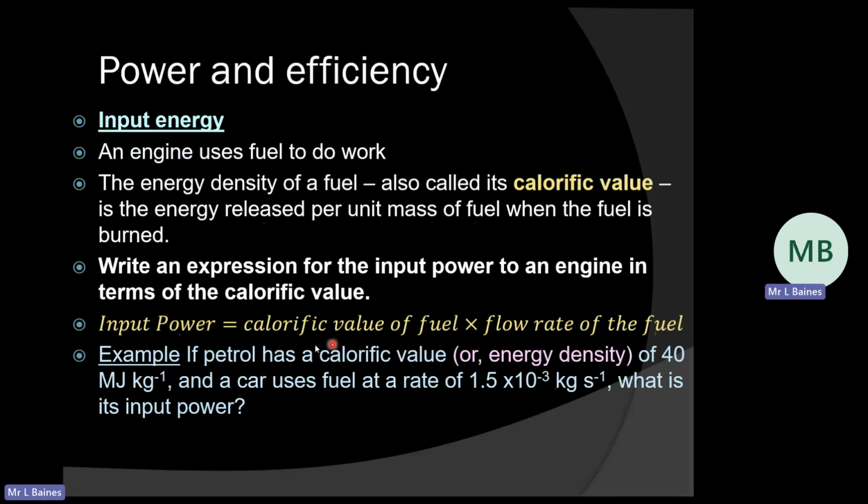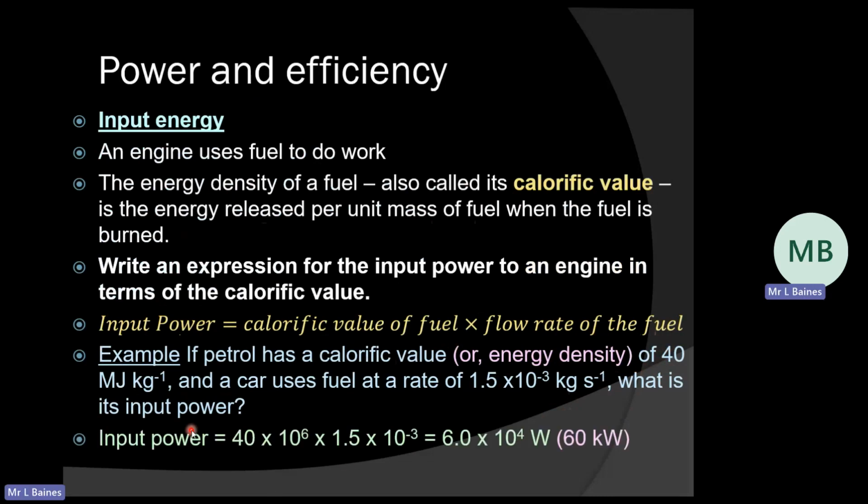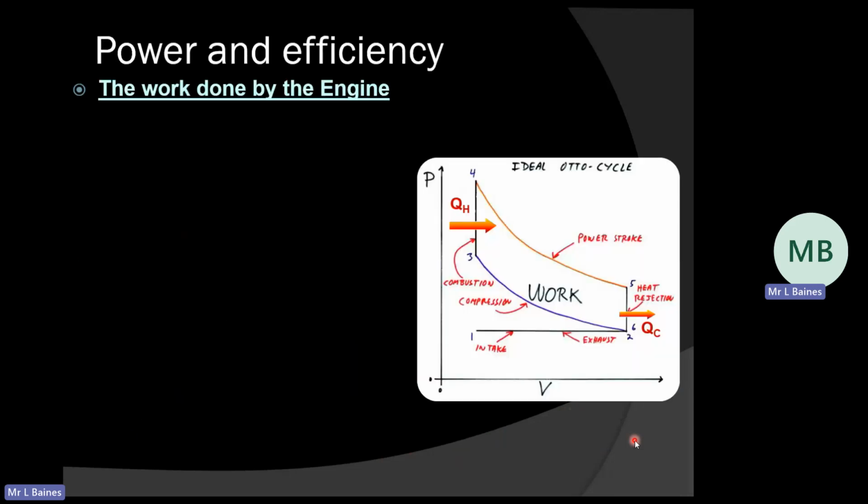You need to be careful. You will normally get the calorific value of fuel in joules per kilogram. That's fairly standard. Sometimes they try and trip you up by giving you the flow rate per minute, so it will be kilograms per minute instead of kilograms per second. You've got to make sure that you're always doing it in kilograms per second. So let's look at this question. We've got a 40 times my value down here. We're just plugging those numbers in. So 40 times 10 to the 6, remember it's megajoules, times my flow rate in seconds gives me my 60 kilowatts of power coming in. So that's input power.